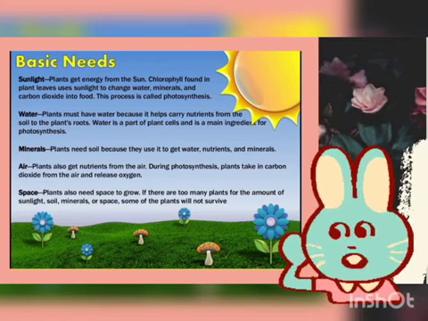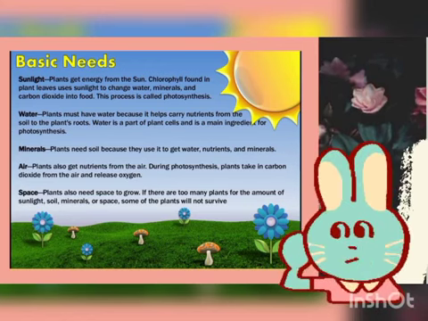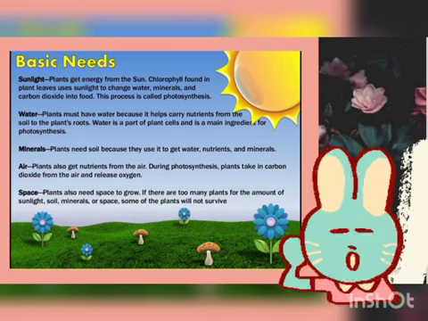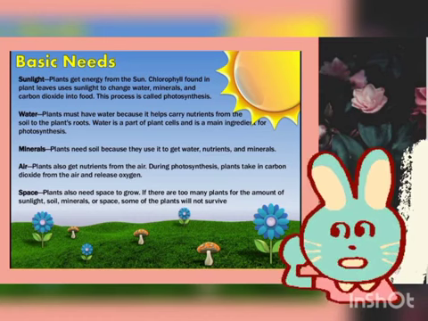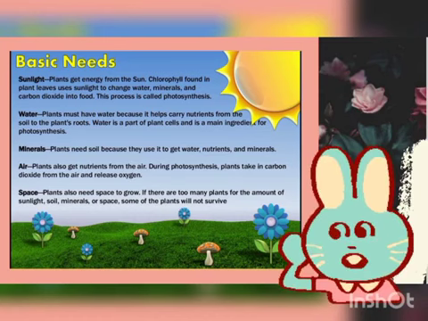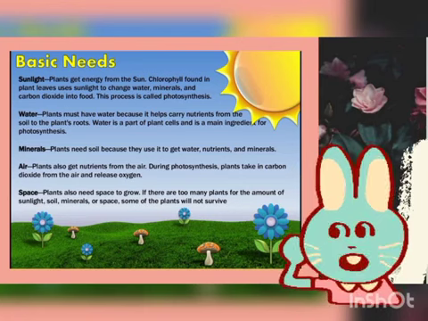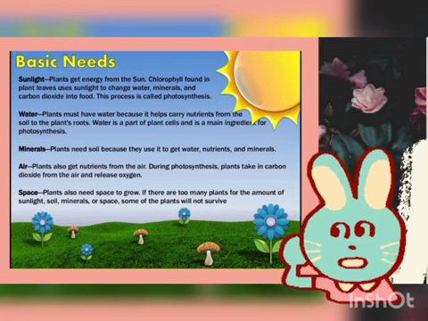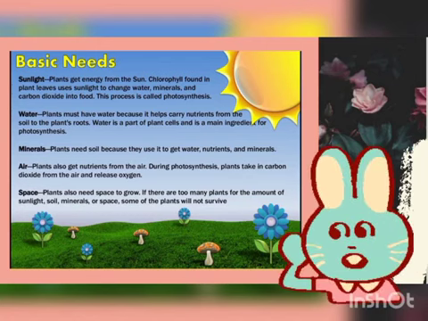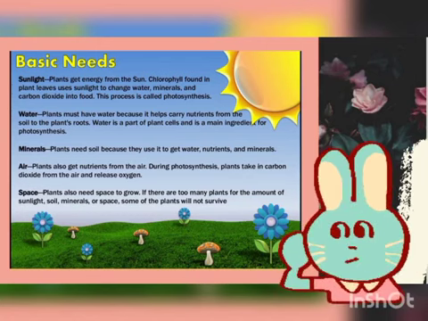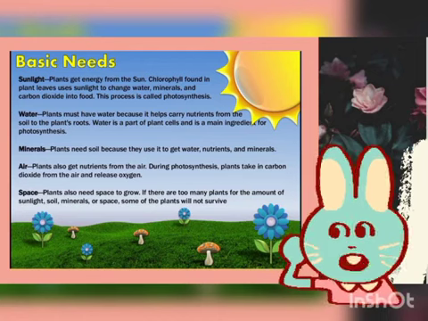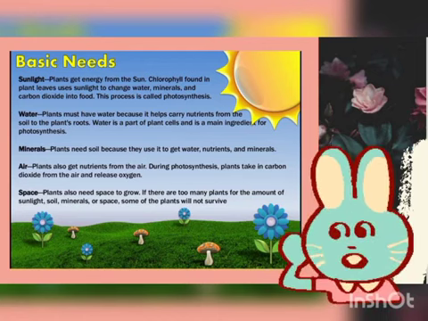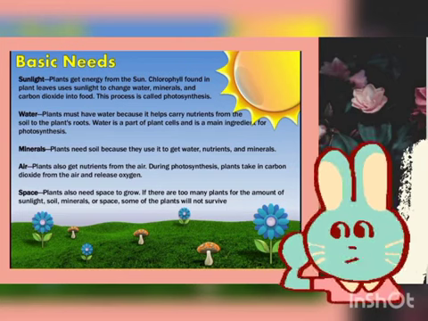And the second one, water. Plants must have water because it helps carry nutrients from the soil to the plant's roots. Water is part of plant cells and is the main ingredient for photosynthesis. The third one, minerals. Plants need soil because they use it to get water, nutrients, and minerals. The fourth one, air. Plants also get nutrients from the air. During photosynthesis, plants take in carbon dioxide from the air and release oxygen.